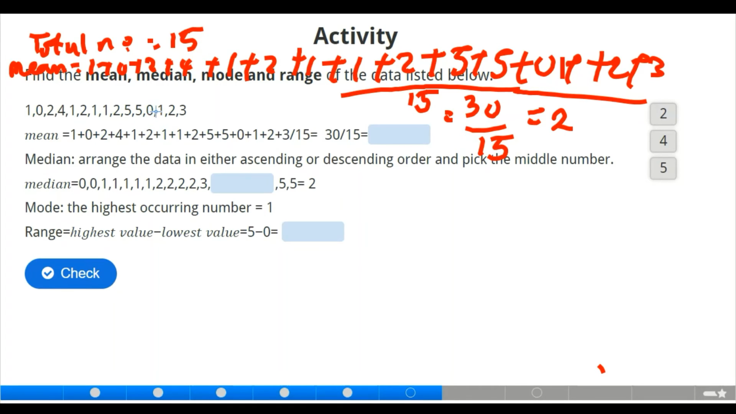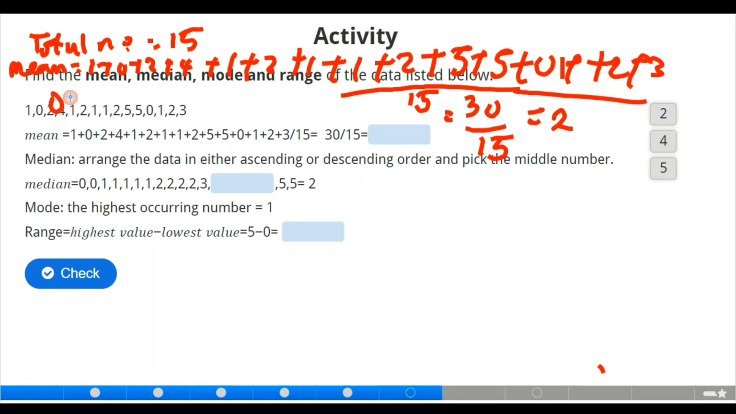is 2. Now, for us to get the median, we have been told that it is the middle value when we arrange our data set. So we are either arranging in ascending order, I mean from the smallest to the largest, or we arrange in descending order, that is from the largest to the smallest. In this situation here, we are going to be arranging from the smallest to the largest.